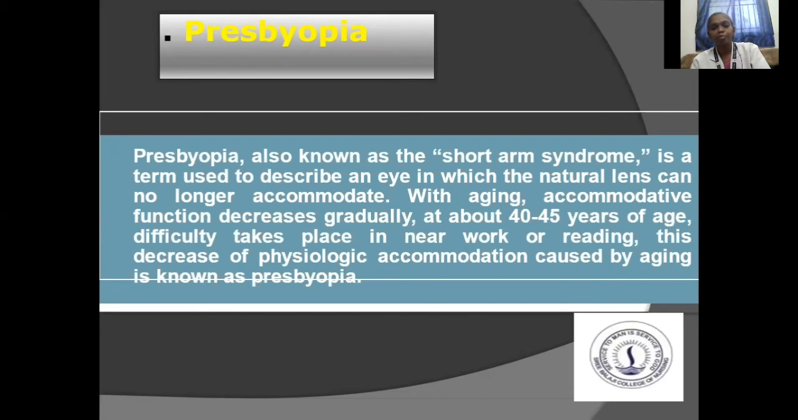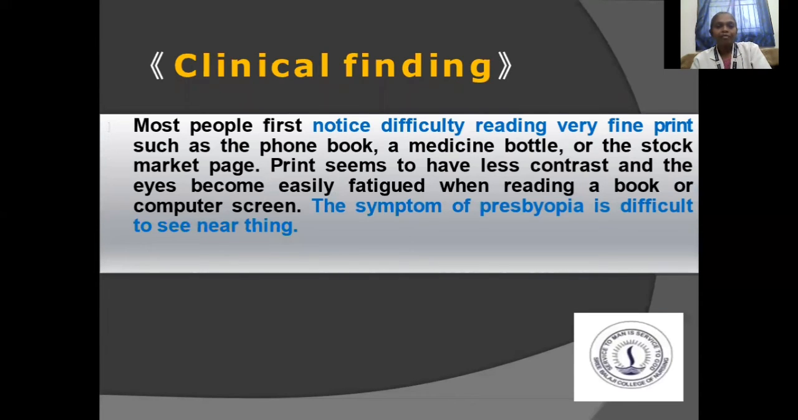For such people, we have to provide bifocal lenses or bifocal spectacles. The clinical findings of presbyopia include that most people first notice difficulty in reading very fine printed material like phone books, medicine bottles, or small things. They won't be able to read it properly. Print seems to have less contrast, and the eyes become easily fatigued when reading a book or computer screen. So they won't be able to look at low-contrast things properly. And when they are looking at the computer monitor, they feel fatigue in the eye.